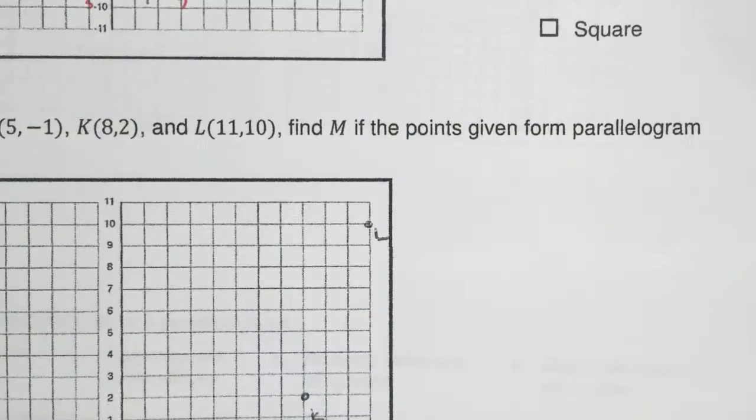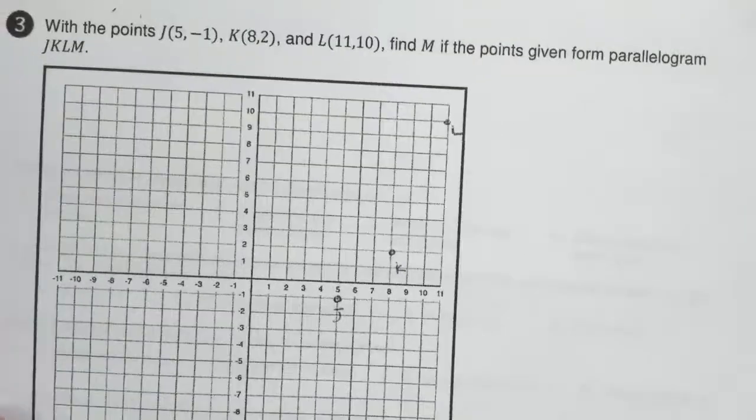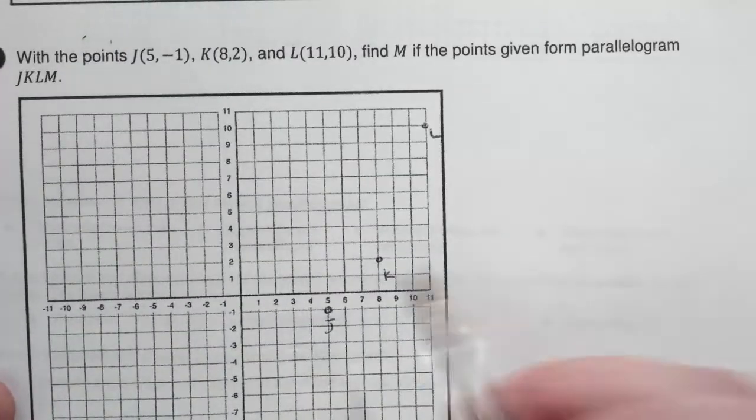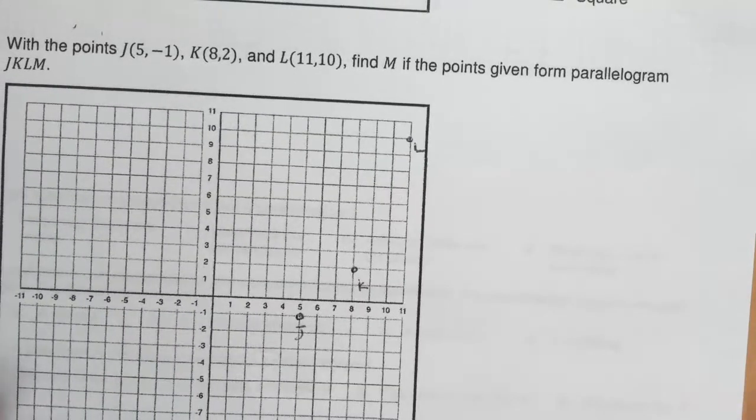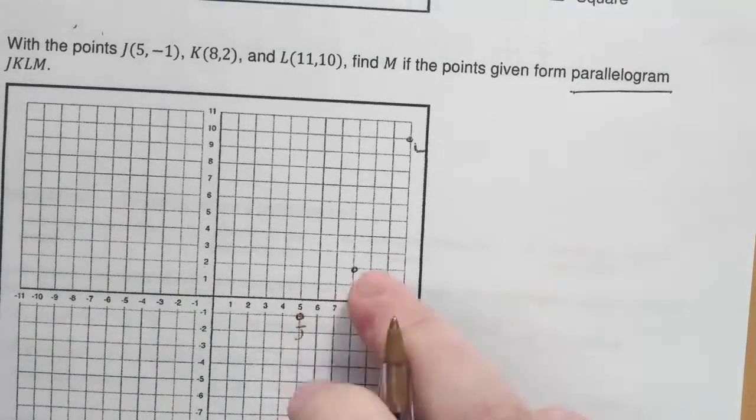All right, number three. On number 3, the first thing you want to do is graph this. So the first thing we did was graph it. Now this is an important thing. You want to figure out the parallelogram. So we have 3 of these.